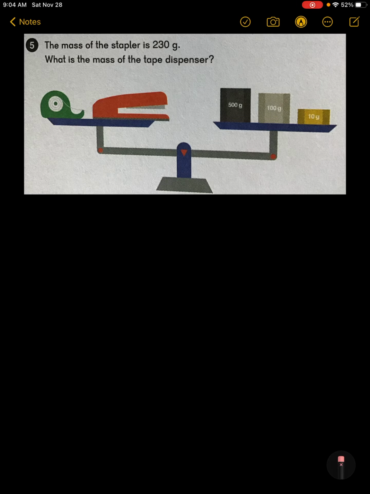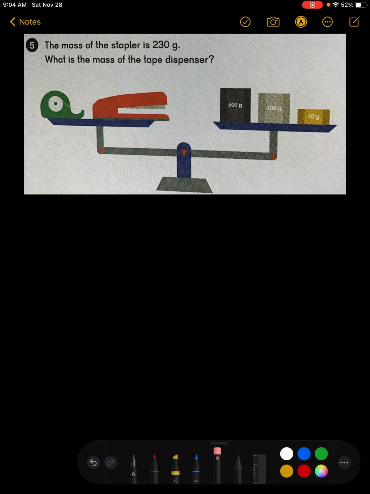All right, we're looking at an exercise problem from chapter 5, section 1 of the second grade math book. We are learning about weight, particularly grams in this instance, and we're going to throw in a bar model problem as well. So let's take a peek at this.